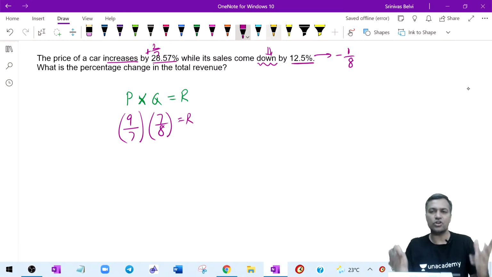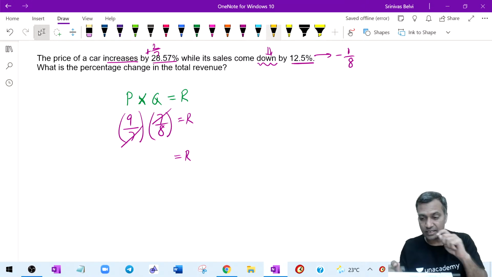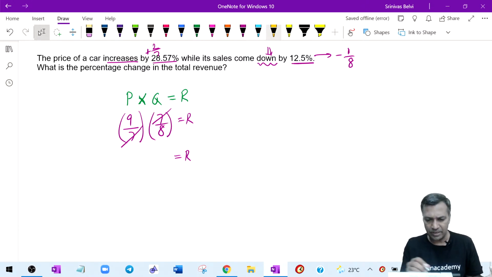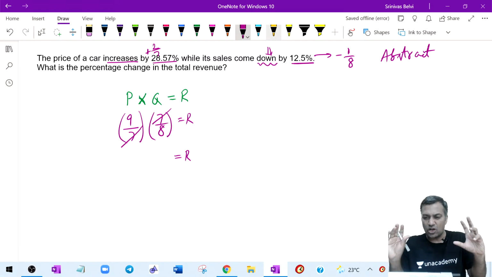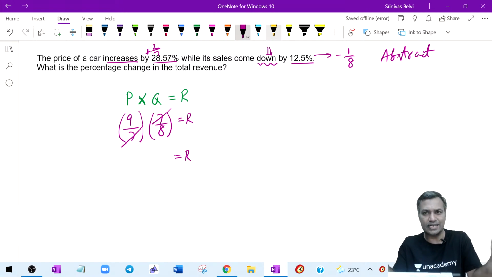This is the function of your revenue. 7, 7 cancel. When you multiply two multipliers, in this question, where is the initial value? Not required, because is there an absolute number here? No, this is an abstract question. I am not asking what is the price of that commodity. Abstract means percentage. All percentages are abstract. Therefore, I just gave two percentage values and I'm asking another percentage value here.